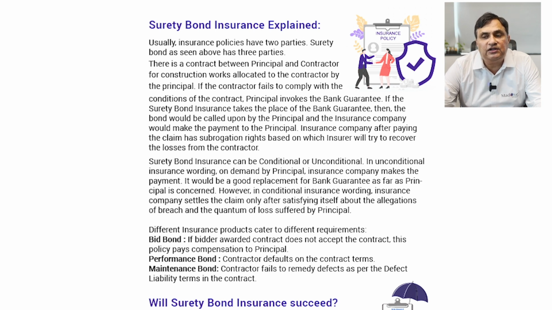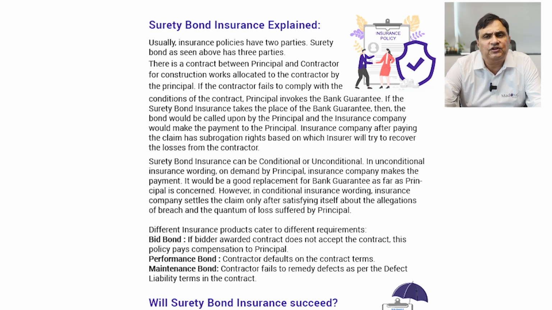If the contractor fails to comply with any of the conditions of the contract, then the principal invokes the bank guarantee. If surety bond insurance is taken in place of bank guarantee, the bond would be called upon by the principal and the insurance company would make the payment to the principal. Insurance company, after paying the claim, has subrogation rights based on which the insurer will try to recover the losses from the contractor.